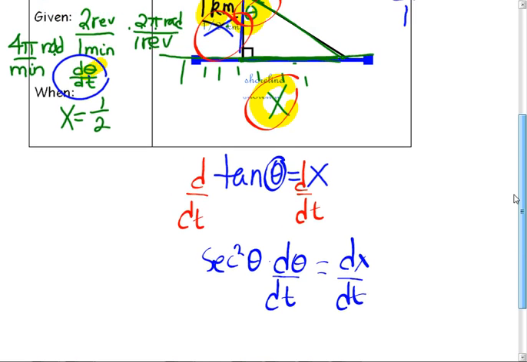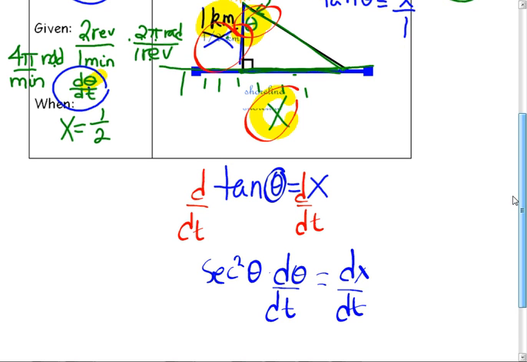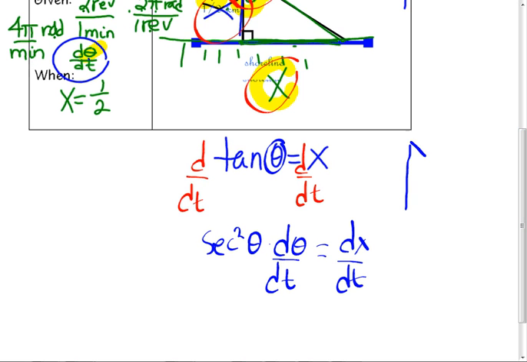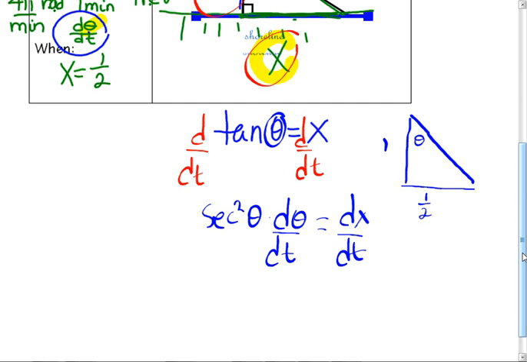I got to find the secant of my angle when x is a half. So let me draw my triangle here. We don't even need to know what theta is. This is 1, and this is 1/2, and here's theta. Can I find the secant of theta? I could find theta. You have a calculator. Well, I mean, inverse tangent, tell me what it is. I could find the secant of theta because what's the secant of theta? What's the cosine of theta? 1 over the hypotenuse. What's the secant of theta? Hypotenuse over 1. I have to find the hypotenuse.